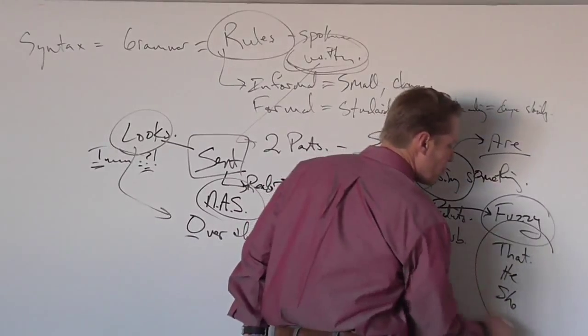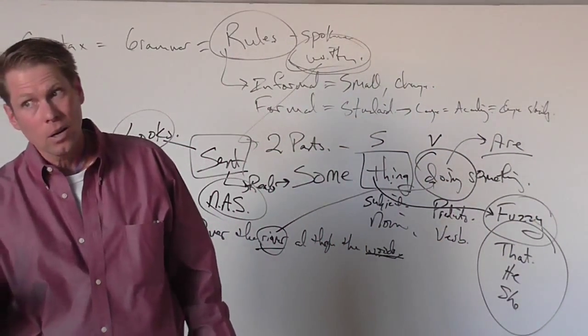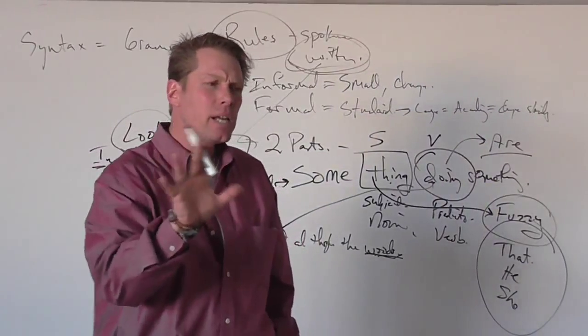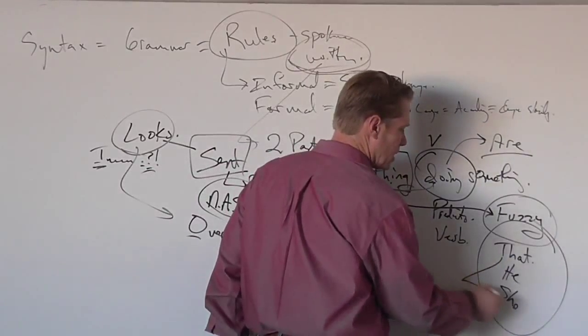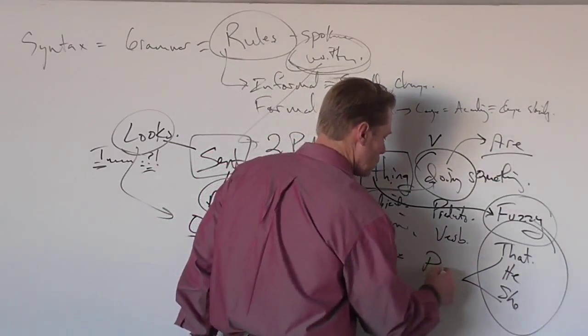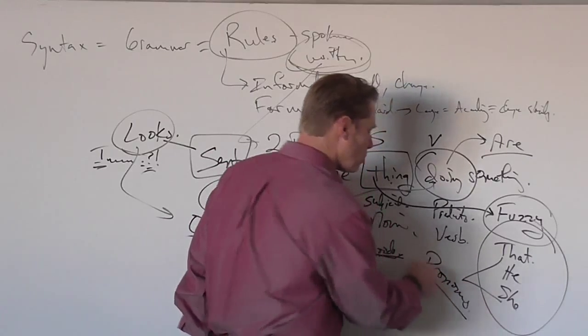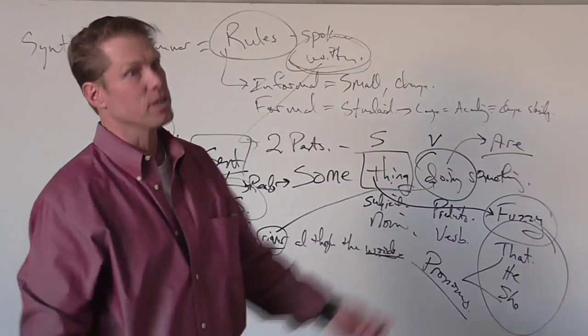Now, these fuzzy words, we know they're things, right? We know they're things, but it isn't clear what thing it is. It's fuzzy. So we have a special word for these kinds of words. What do we call them? Pronouns. You're right. These are pronouns. Okay? Now we have rules about these pronouns for an obvious reason.